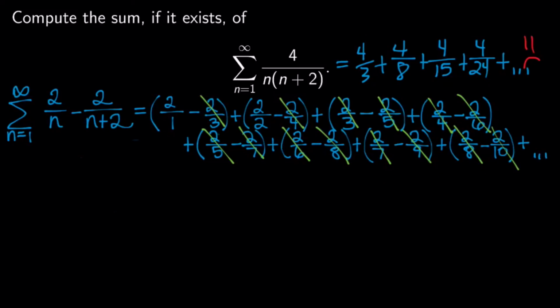This thing is a telescoping sum. It collapses big time. What's left? A positive 2 over 1 and a positive 2 over 2. This sum is equal to 3. Winner.